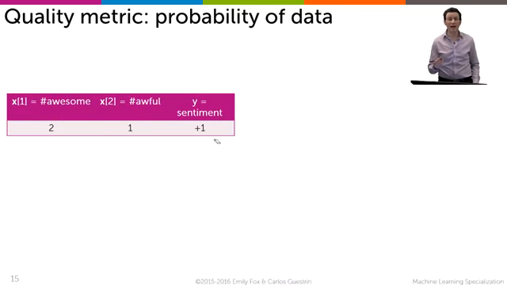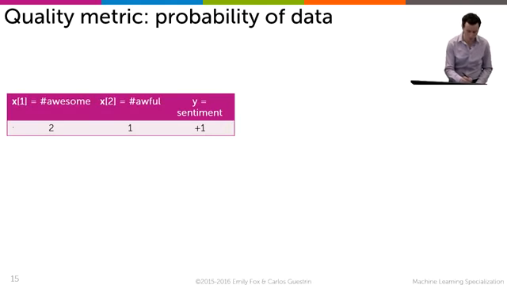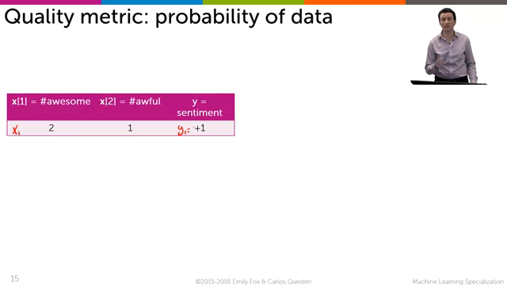To better understand the data likelihood, let's start with some simple examples and try to understand what W is trying to do, what we're trying to do here in the learning problem. So let's say that we have this data point that has 2 awesomes and 1 awful. Let's call that input x1, and we want to output y1, which is that this is a positive sentiment. This is a review of positive sentiment.